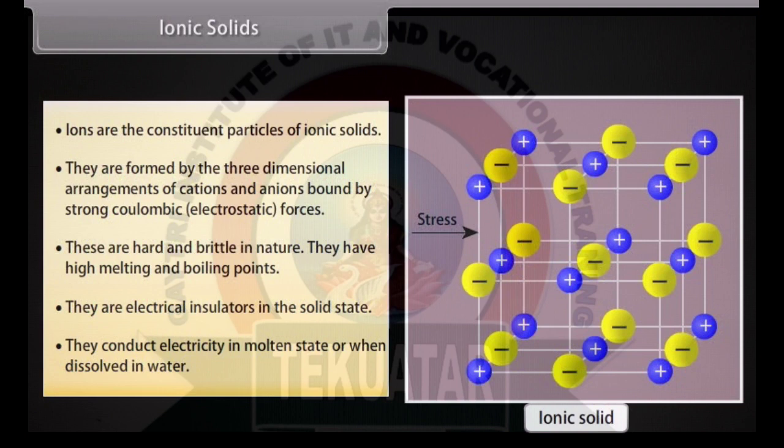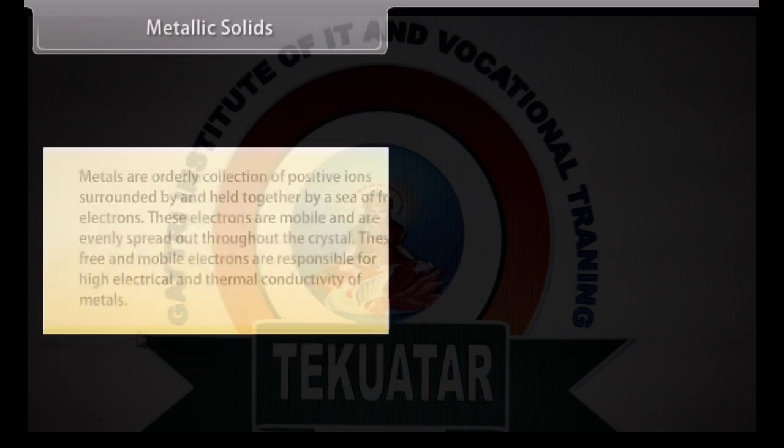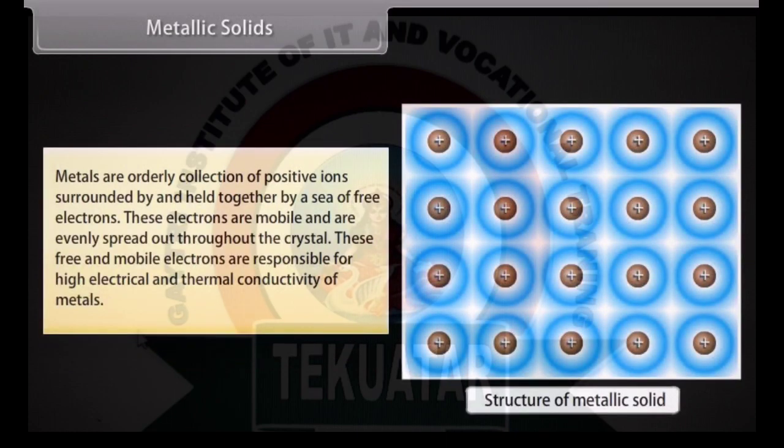dissolved in water. Metallic solids. Metals are orderly collection of positive ions surrounded by and held together by a sea of free electrons. These electrons are mobile and are evenly spread out throughout the crystal. These free and mobile electrons are responsible for high electrical and thermal conductivity of metals.